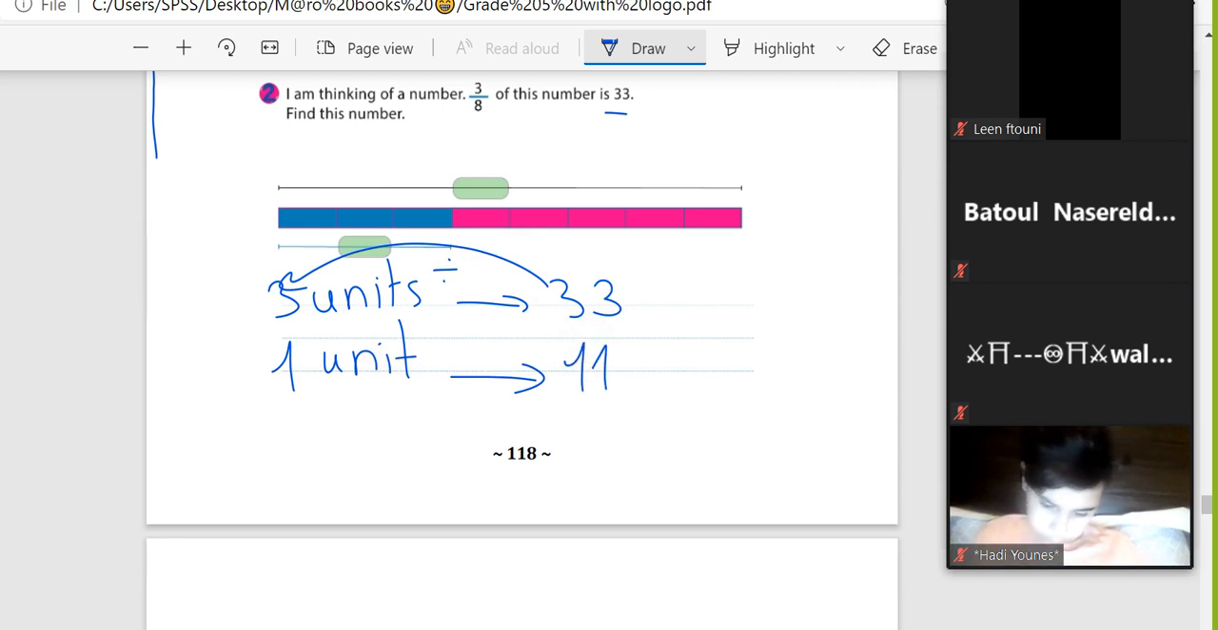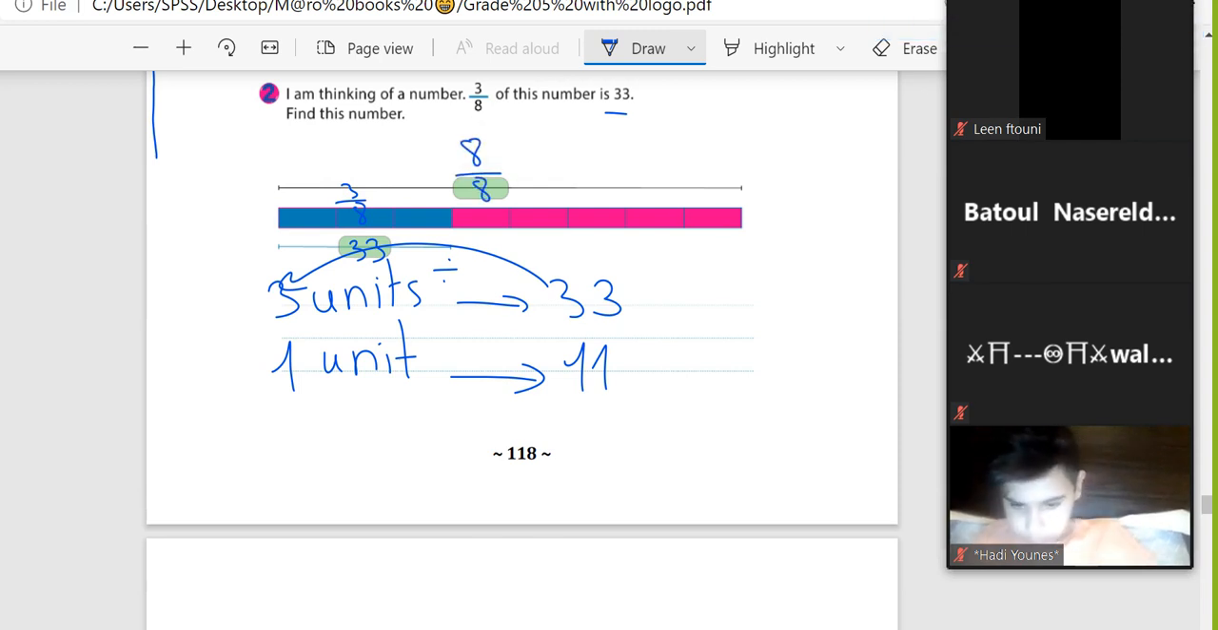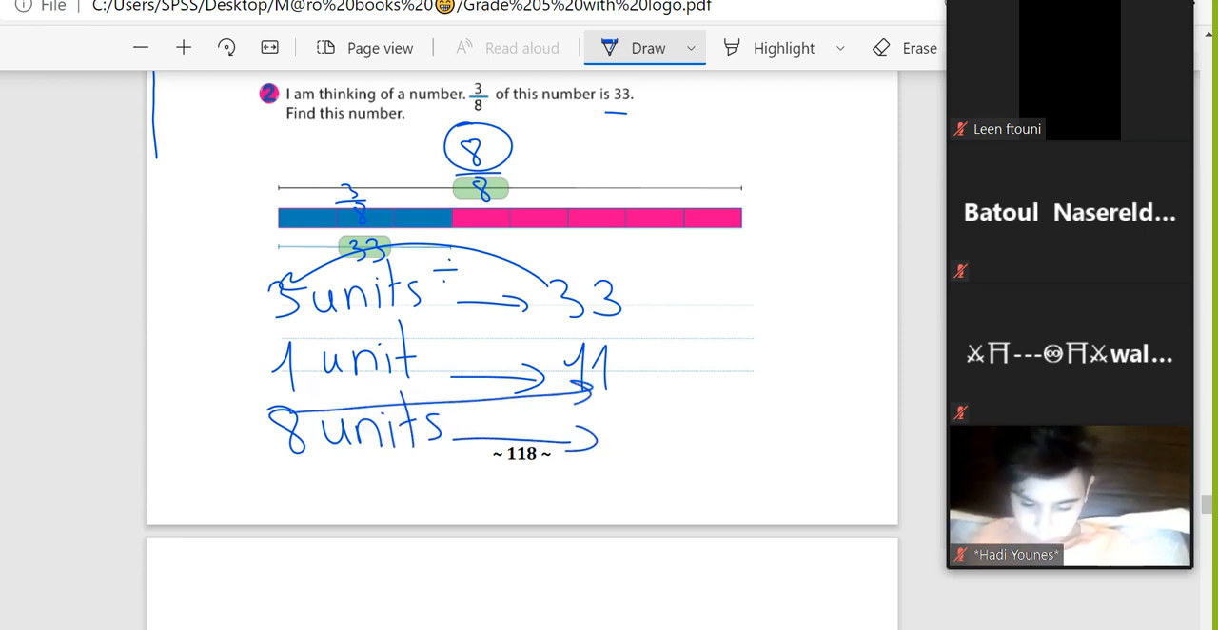Wait a minute. Let's read the question. I'm thinking of a number 3 over 8, 33. يعني هون أي يونت؟ 33 وهن 3 over 8. كلهم قد ايه؟ 8 over 8. هلا جبت ال 1 وجبت 3، هلا مين بدي جيب؟ ال 8. 8 units equal what؟ 11. 8 times 11, 88.